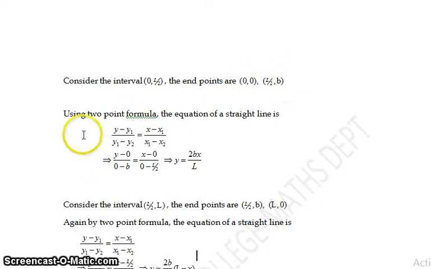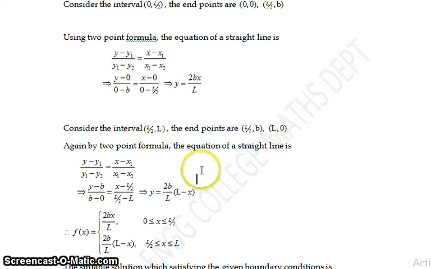So we know that the equation of the line through two points is y minus y1 divided by y1 minus y2 equal to x minus x1 divided by x1 minus x2. So what is y1 here? y1 is 0. What is y2? That is b. That is equal to x minus x1, which is 0, x2 is L by 2. Simplifying this we get y divided by b equal to, taking the reciprocal here, 2x by L, that is y equal to 2bx divided by L. So this is the first equation.